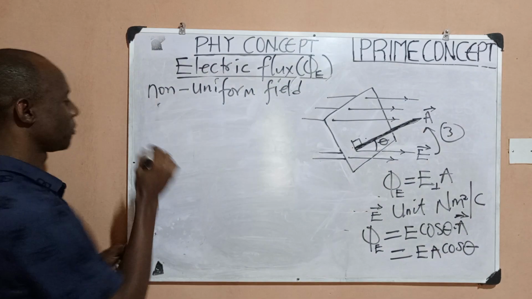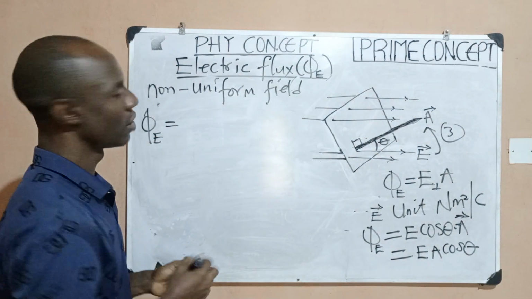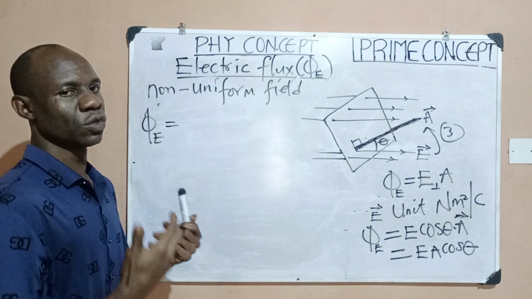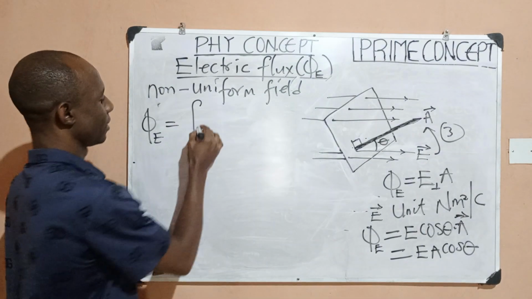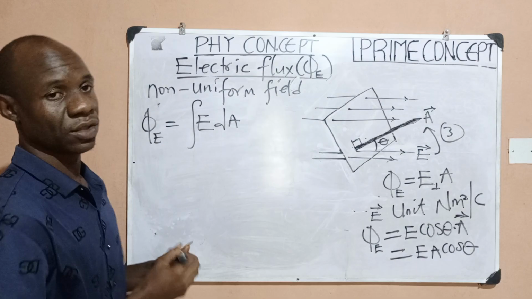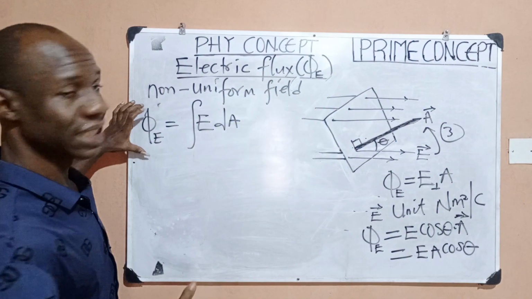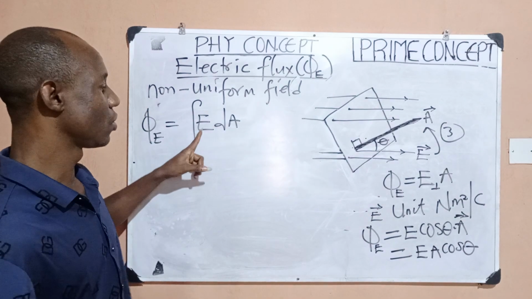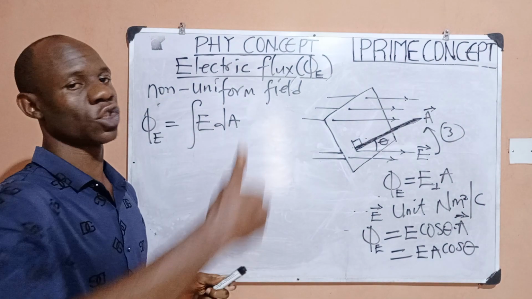for a non-uniform field, the flux through any surface, the electric flux through any surface is going to be the surface integral of E dA. So this is what it's going to be. For a non-uniform electric field, the electric flux through that surface is going to be the integral of E dA. Remember, the integral sign simply means summation.